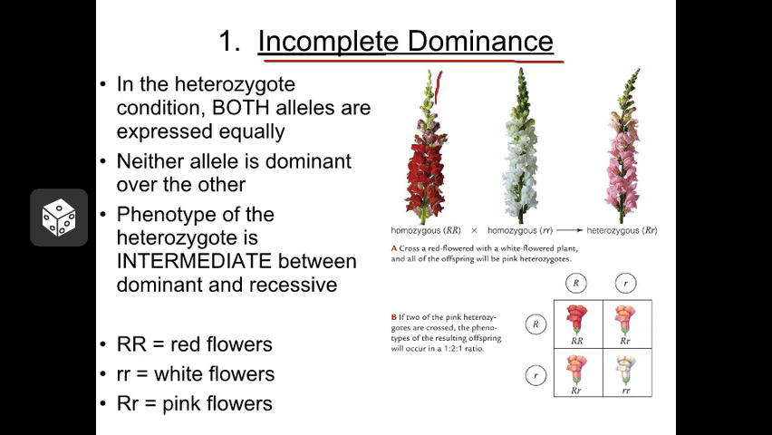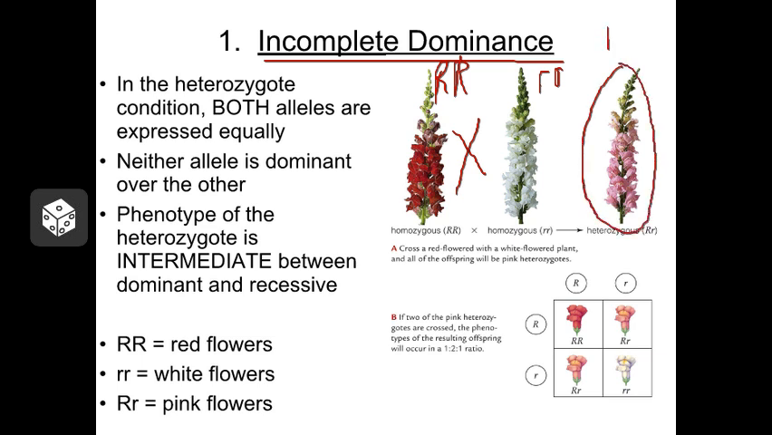If a snapdragon is red, that means it has inherited two red alleles from both parents. It's homozygous for that trait. If the snapdragon is white, it has inherited two white alleles from both parents. It's homozygous for that trait. But if you breed red and white snapdragons together, you get neither red nor white offspring. In fact, instead, you're going to get pink offspring.